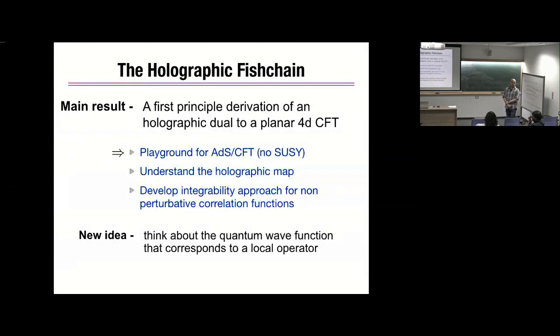You don't have a Hermitian Hamiltonian on the CFT. It turns out that you do have a Hermitian Hamiltonian on the worldsheet, in a sense. So this is, in few words, what I was describing.